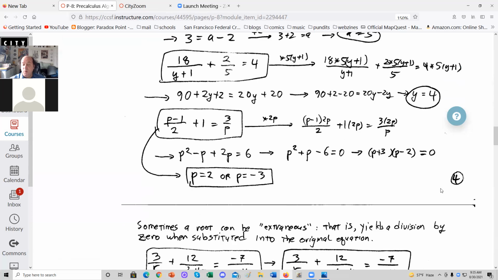And by the zero factors rule, either p plus 3 is 0, so p is negative 3, or p minus 2 is 0, so p equals 2. And these are the solutions. p equals 2 or p equals negative 3.